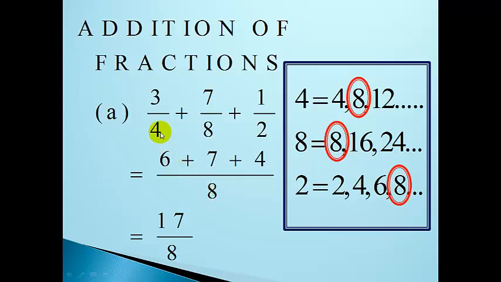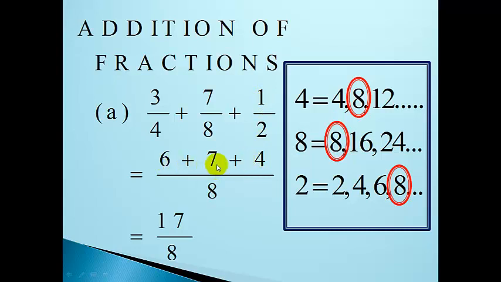Now, we start. 4 goes into 8 2 times. So we multiply the 2 by the numerator 3, and that will give us 6. Plus 8 goes into 8 once. So we multiply the 1 by the numerator 7, and that will give us 7. Plus 2 goes into 8 4 times. So we multiply the 4 by the numerator 1, and that will give us 4.